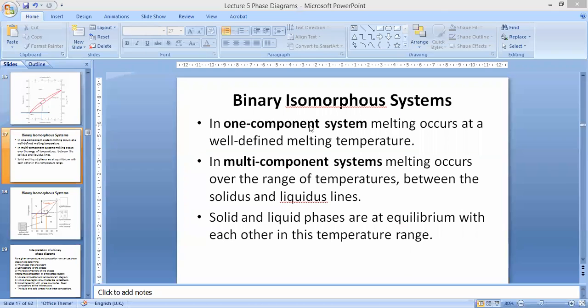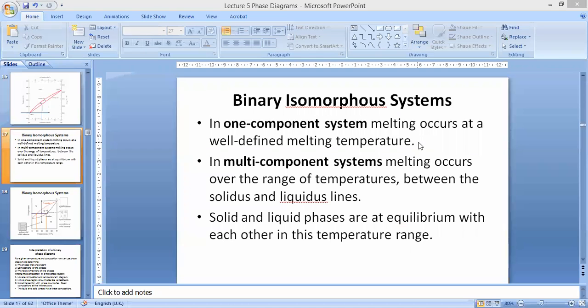So in a one component system, melting occurs at a well-defined melting temperature, isn't it? So if you have just copper, you know the melting point for copper is, for example, 1,300. So you know that when you are heating it and you reach a temperature of 1,300, you're expecting it to begin to melt.